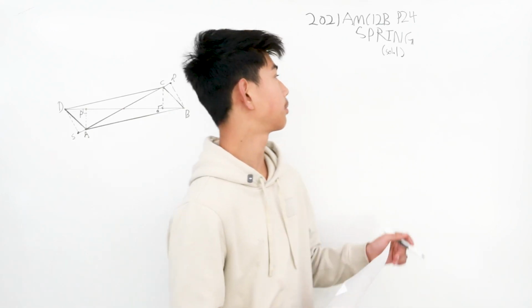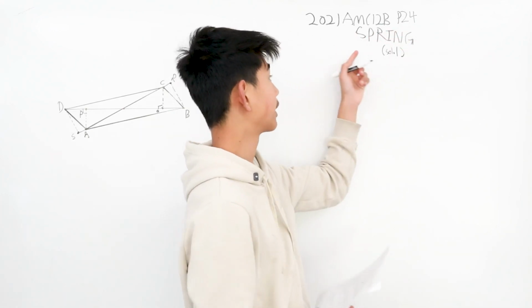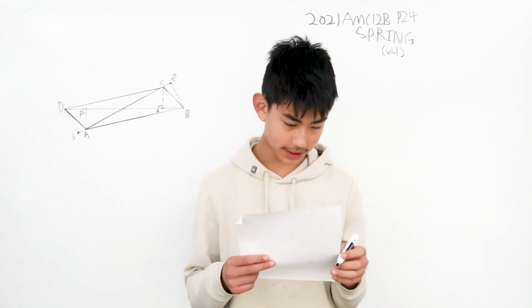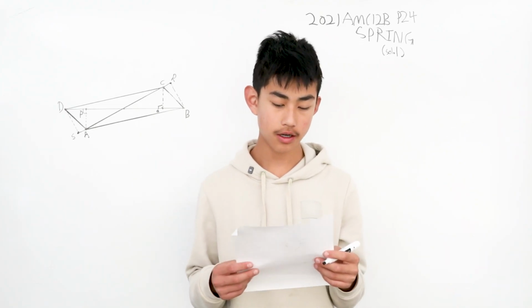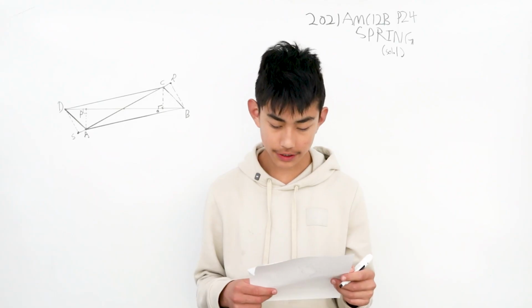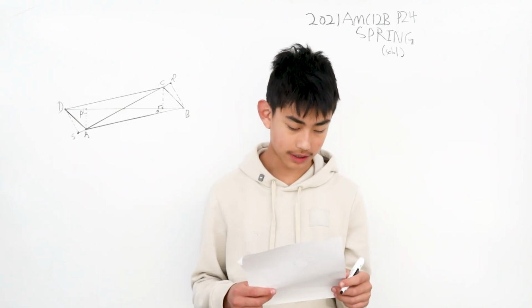We're solving problem 24 from the Spring 2021 AMC12B. Let ABCD be a parallelogram with an area of 15. Points P and Q are the projections of A and C respectively onto the line BD, and points R and S are the projections of B and D respectively onto the line AC. See the figure, which also shows the relative locations of these points.